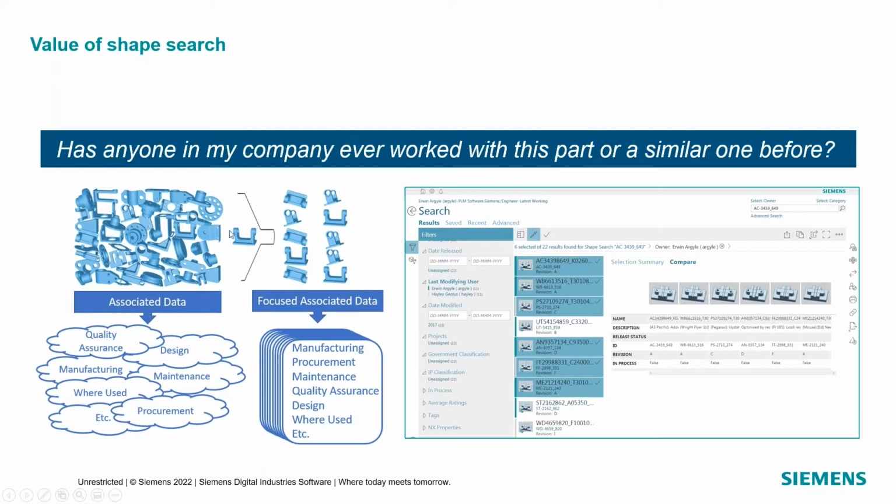But if you look at the rest of this diagram here, by passing the shape search through and identifying those items that are similar, now when we step from the part to the drawing, or to the QA results, or to the manufacturing process, because this has now been sorted such that all of these items are similar, this data is now much more ordered.